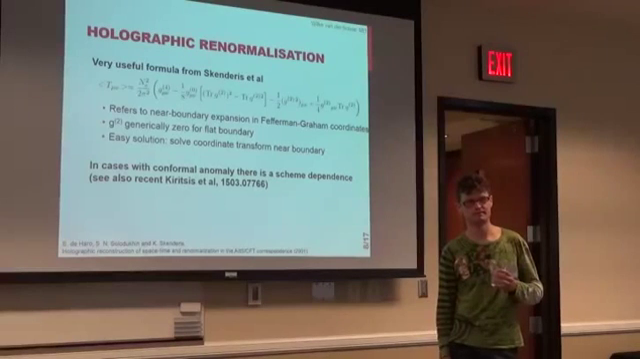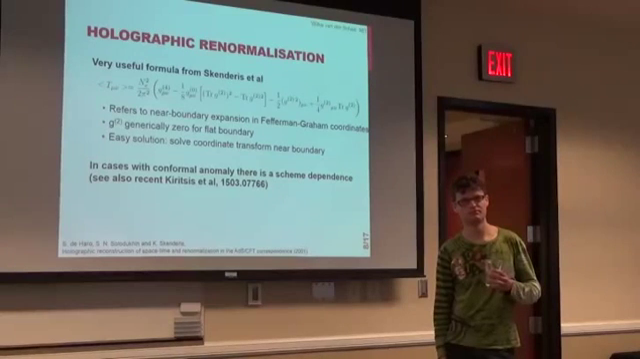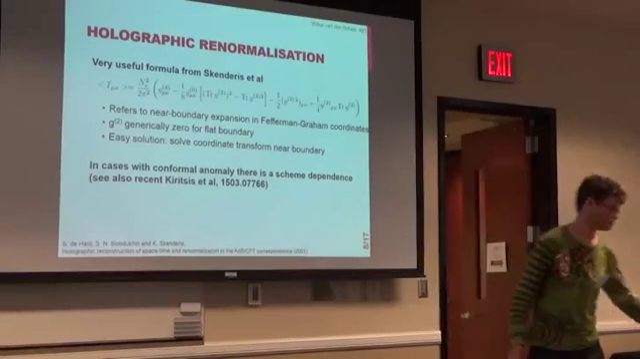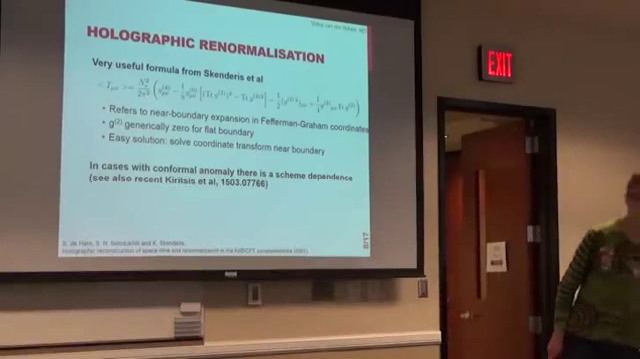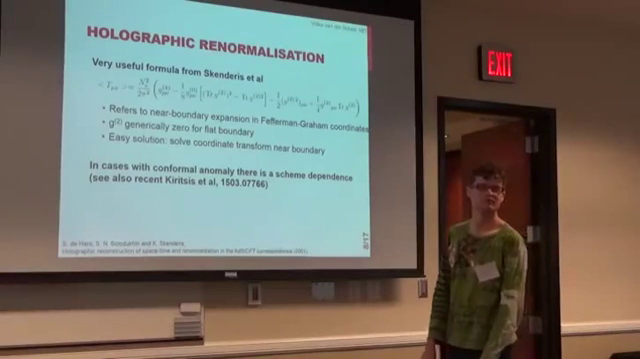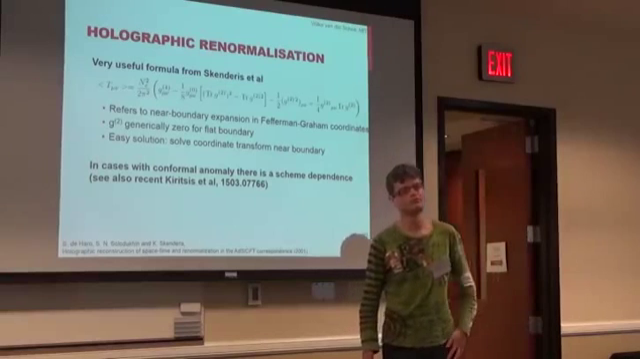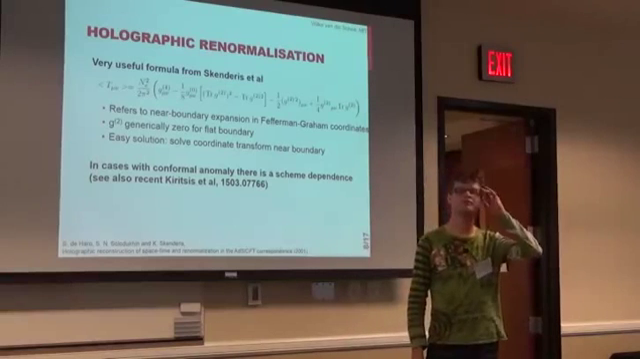So by adding finite counterterms to the on-shell action, to the near-boundary action, you can artificially adjust this coefficient. And so absent any sort of supersymmetry or some guiding principle by which you should fix the coefficients of these finite counterterms, they're a priori undetermined.